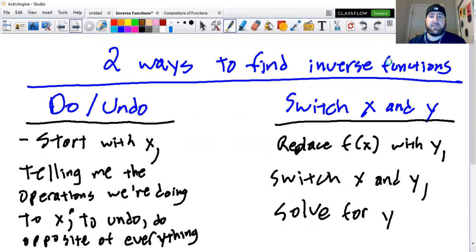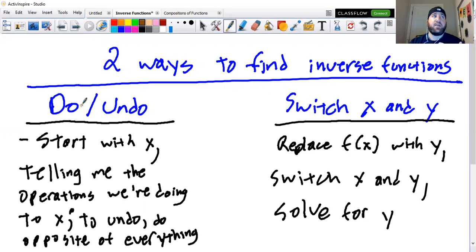All right. So there's 2 ways to find inverse functions. They both basically do the same thing. And again, I'll kind of highlight it once we start doing these problems. First one is called do and undo, okay? So you're basically making 2 columns. In the do column, you're taking your original function, okay? You're going to start with the x in the function, and you're going to tell me what operations we're doing to x in order to actually build the function, okay?